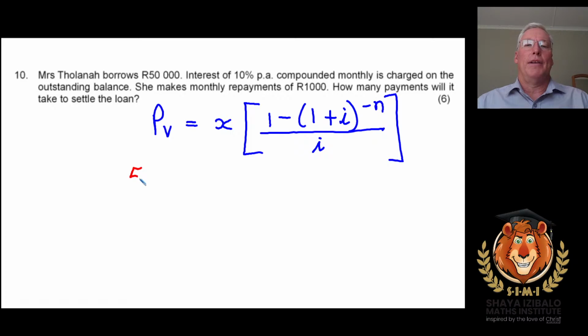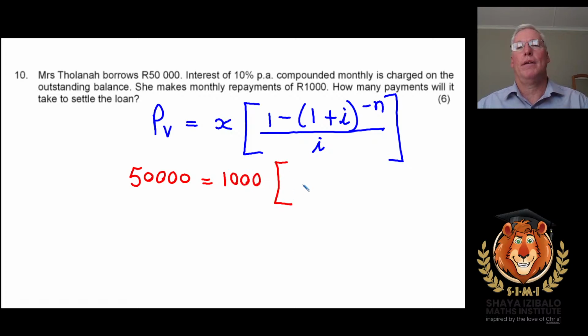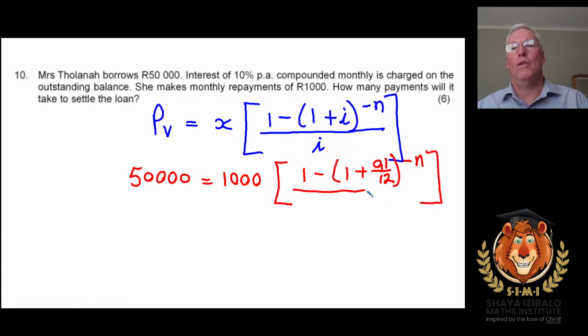The loan is 50,000 rand. We know the repayments this time. The repayments are 1,000 rand. Interest rate is 10% per annum, but compounded monthly. So 1 plus 0.1 over 12, to the minus n, over 0.1 over 12. And what we see now is that what we don't know is n.